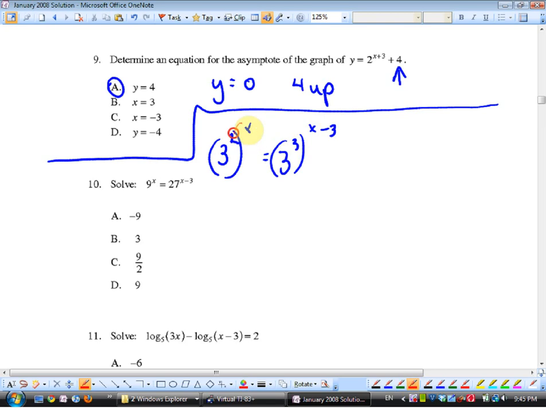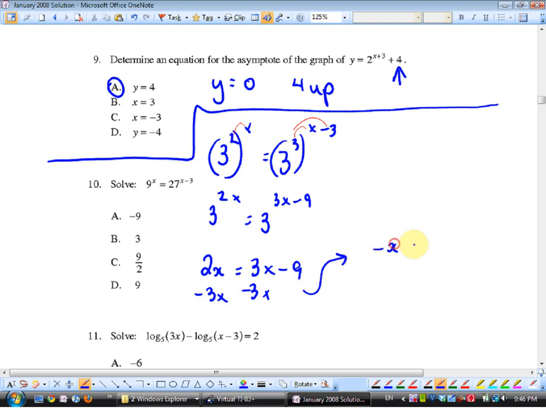Now I can use my power to a power rule. This is going to be 3 to the 2x equals 3 to the 3x minus 9. Since my bases are the same, then my exponents are the same. 2x equals 3x minus 9. Minus 3x from both sides.